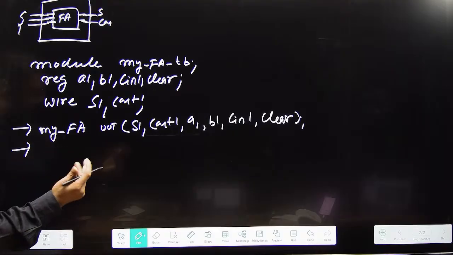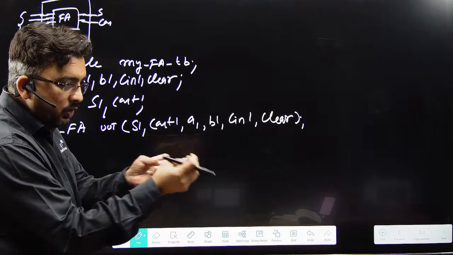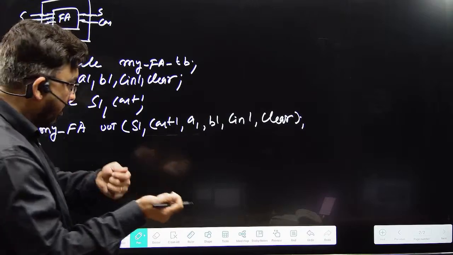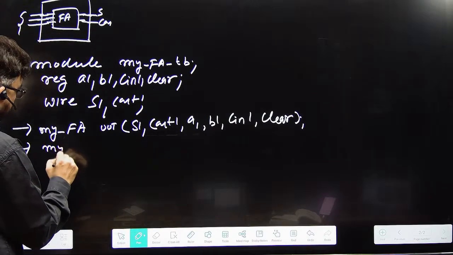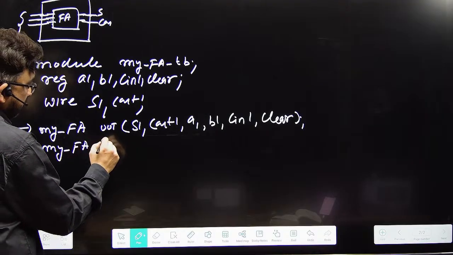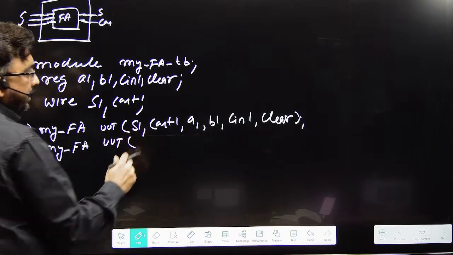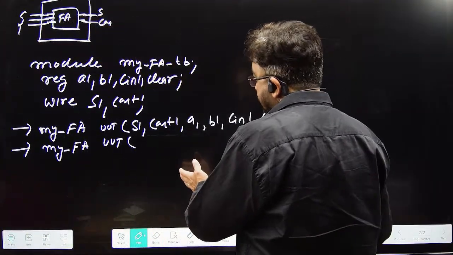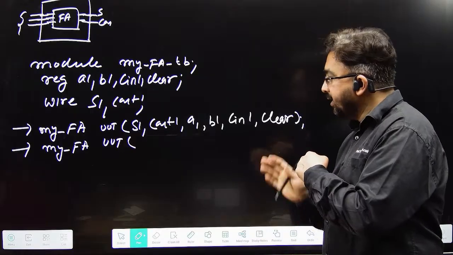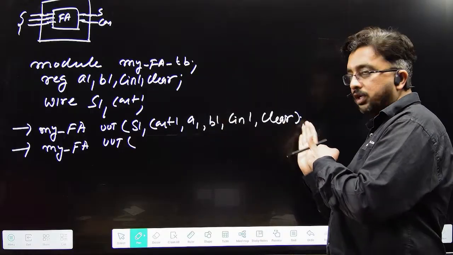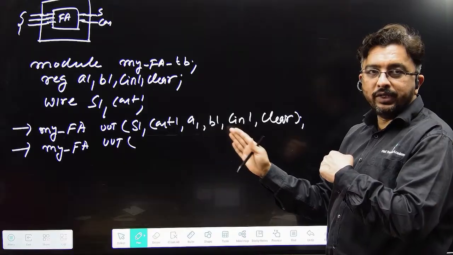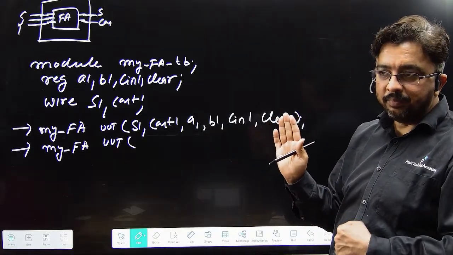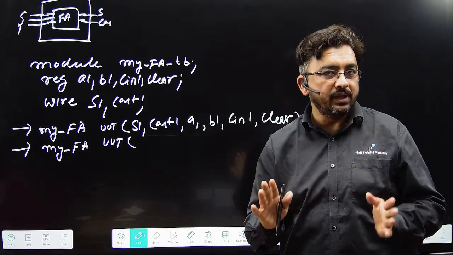Same, I am writing how you do a pin to pin mapping: input to input mapping and output to output mapping. So in the position mapping, you have to make sure that the position is accurate. This clear should not be here, this A should not be here. In that case, you will get a logical error. So you should make sure that the position is not different.